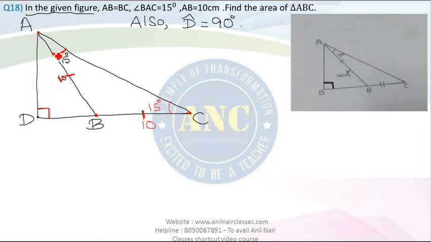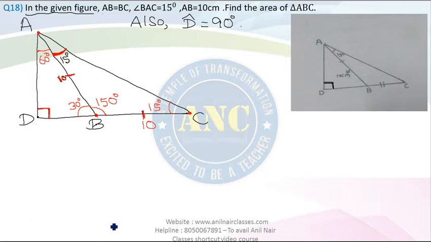Angle D is 90. This is 15. This is 15. The sum of the 3 angles in a triangle should be 180. Out of 180, 15 plus 15, 30 is over. Remaining this is 150. But a straight line angle is 180 again. If this is 150, this should be the remaining 30. This is 90. This is 30. This should be the remaining 60 degrees. That means I can easily fill in all the values which were missing initially in that triangle.